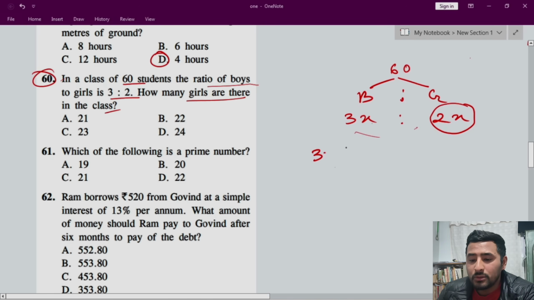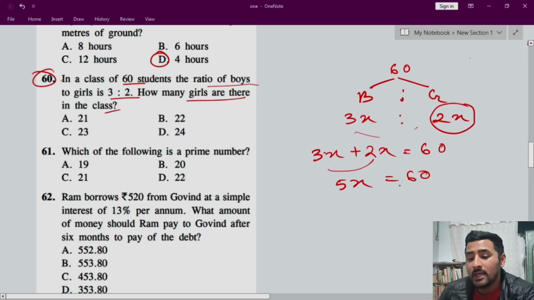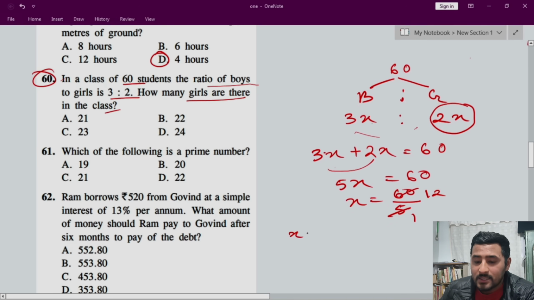First, add 3x plus 2x. The total number is how much? 60. Find the value of x. 3 plus 2 is 5x equal to 60. Then x will be equal to 60 divided by 5. Bring this 5 down and start with the cancellation. 5 ones are 5, 5 twelves is 60. So x is how much?